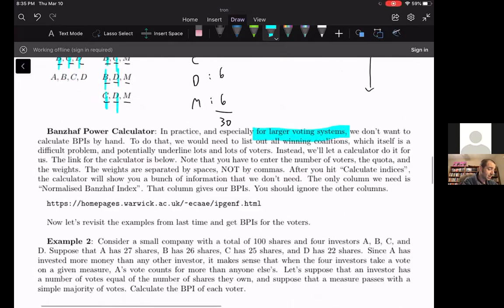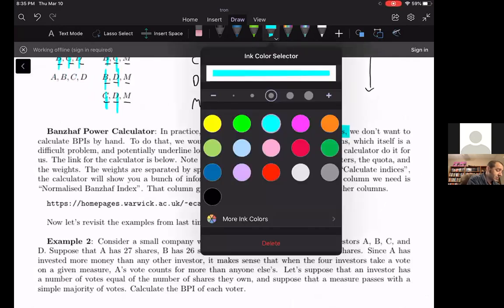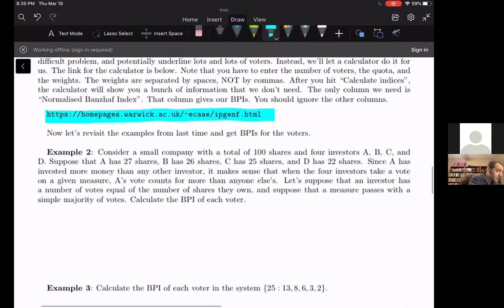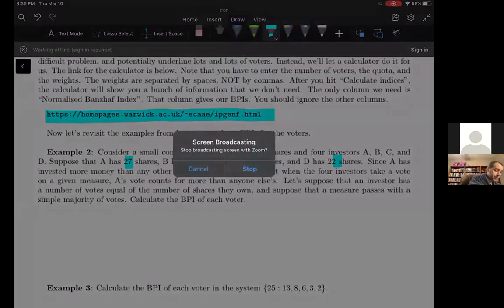So what we're going to do instead is let a calculator do it for us. And here's the link. What you do is you just enter the weighted voting system and then it tells you. So I want to show you how that works for this one that we just did. ABCD with those shares, and the quota was 51. So I'm going to stop sharing on here. I'm going to hop over to my laptop.